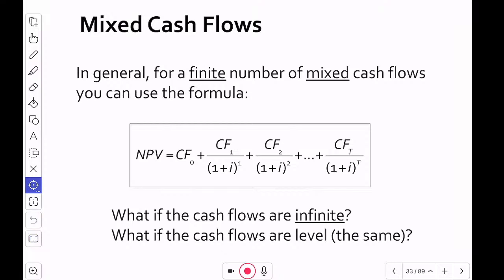Well, what if there's even a stronger pattern? What if cash flows are infinite? Are we going to sit at a desk and keep entering cash flows into our CF keys to find the NPV? Well, that's not practical. We need a better way.